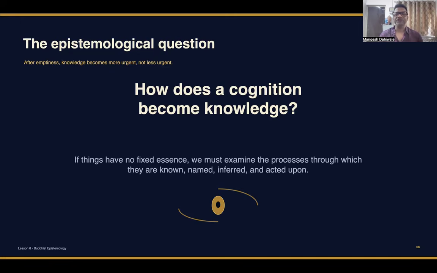I'm going to read it again. If things have no fixed essence, and we have seen that according to Buddhist philosophy nothing has a fixed essence, svabhava shunyata, then we must examine the processes. It's very important for us to examine the processes through which they are known, named, inferred, and acted upon. Of course, we know things, we name them, we infer something from them, and we act upon what we perceive, though there is no fixed essence. So it's not less urgent, it's more urgent to examine the processes through which they are known, named, inferred, and acted upon.